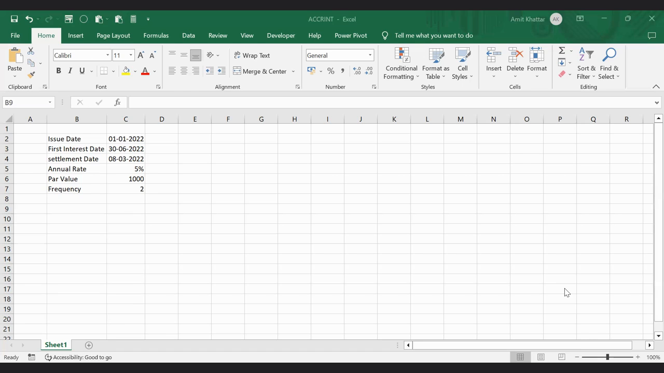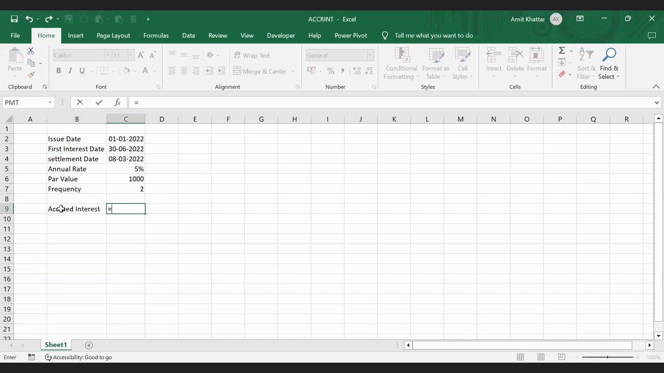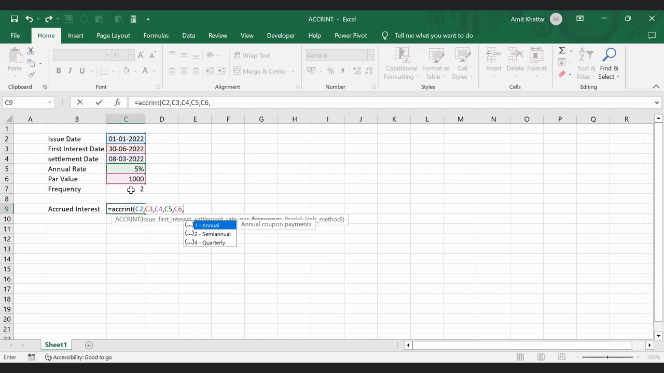Now, suppose I want to determine the accrued interest, so equal to ACCRINT, which is the name of the function. So this is the issue date, first interest date, and this is the settlement date. Rate is given to be 5%. Par value 1000. Frequency 2 since it's a semi-annual.